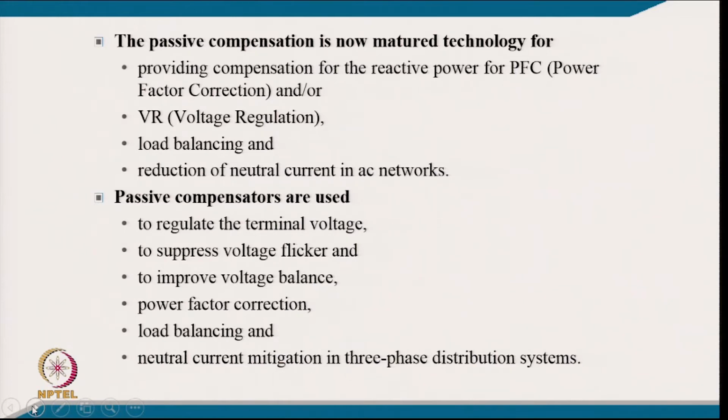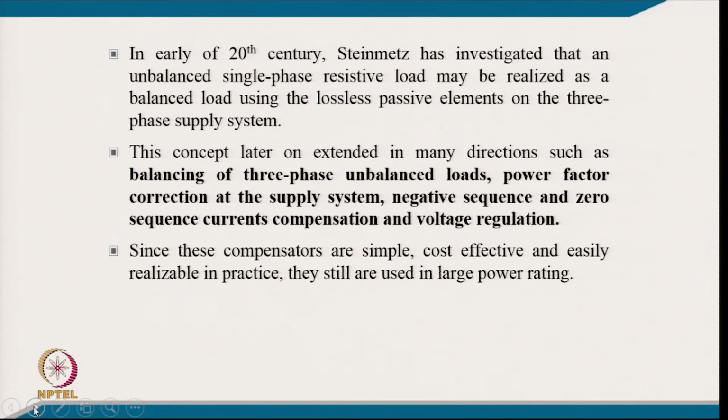These passive compensators are also used to regulate the terminal voltage, to suppress the voltage flicker, and to improve the voltage balance, power factor correction, load balancing and neutral current mitigation in 3-phase distribution system. Well, in early 20th century, Siemens investigated that an unbalanced single phase resistive load may be realized as a balanced load using lossless passive element on 3-phase supply system, and this concept later on was extended in many directions, such as balancing of 3-phase unbalanced loads, power factor correction at supply system, negative sequence and zero sequence current compensation and voltage regulation. Since these compensators are simple, cost effective and easily realizable in practice, they are still used in large power rating.